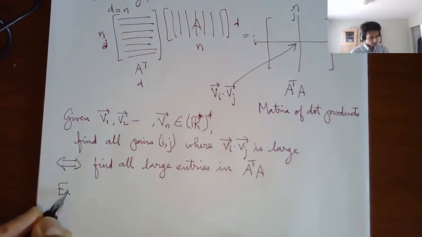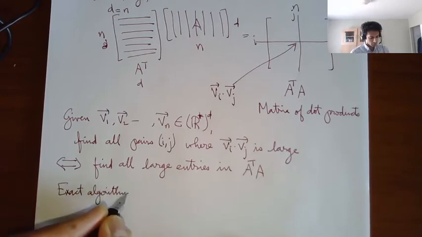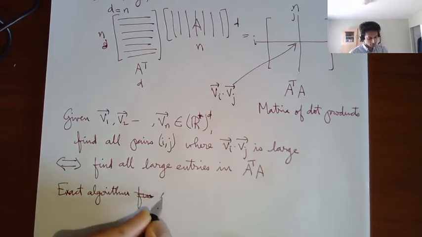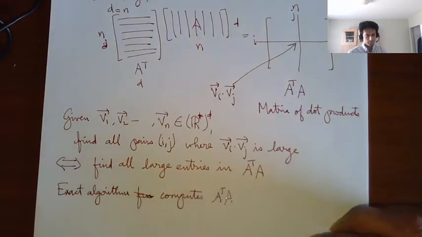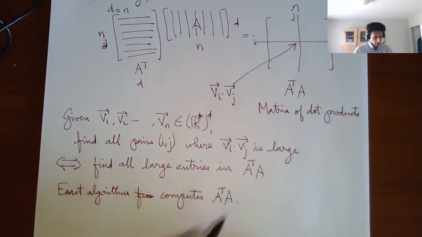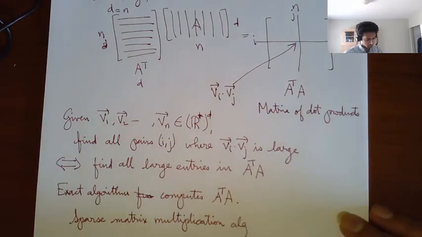So let's start. The exact algorithm just computes A transpose A. And for this, let me revisit the sparse matrix multiplication algorithm.